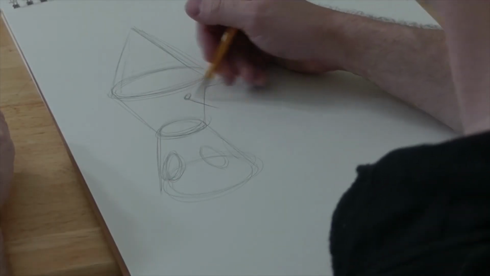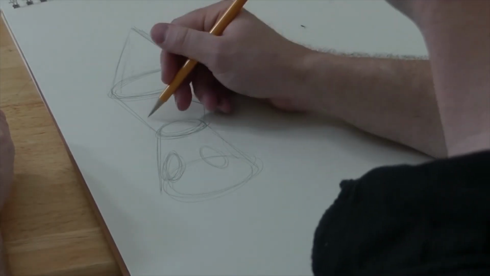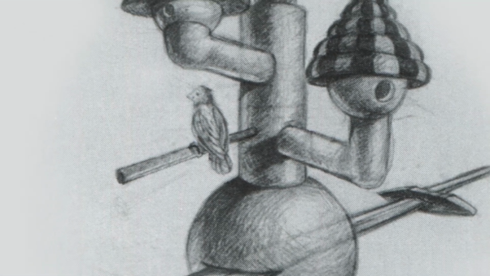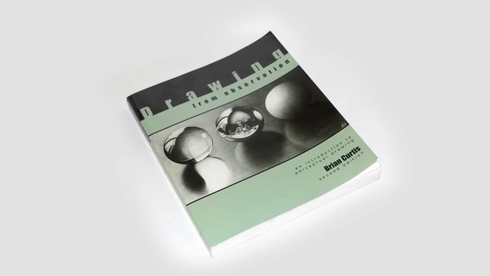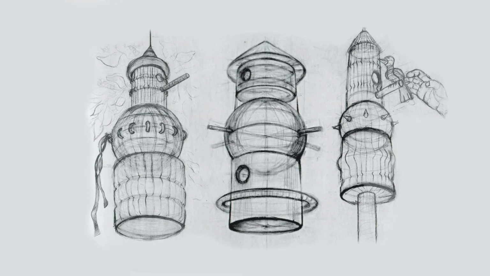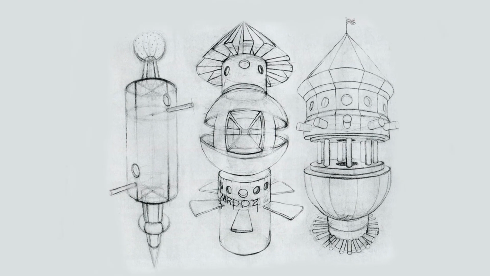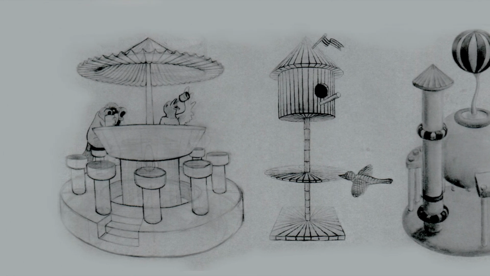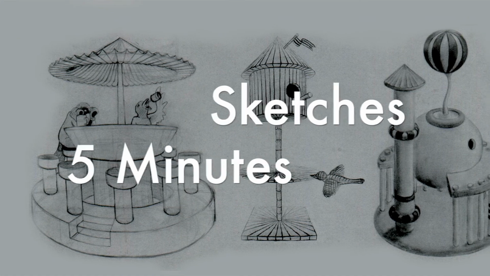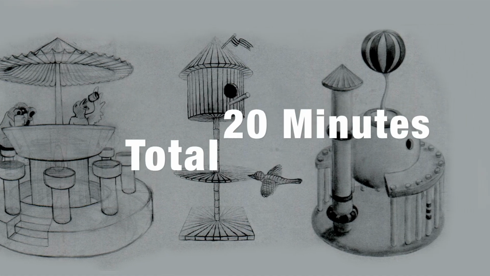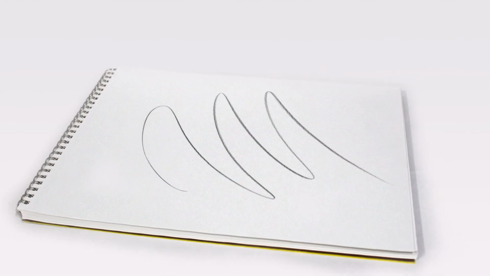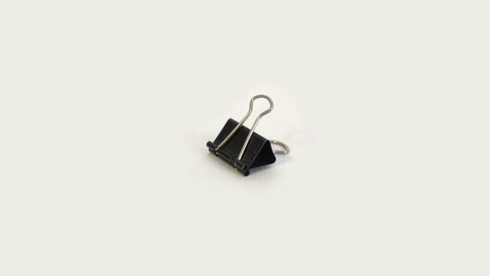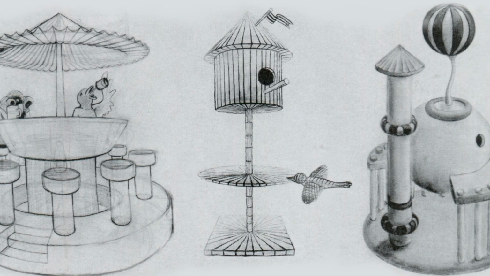The final exercise lets you combine the skills and concepts you just learned with the ones from the previous lesson to make a more complicated construction, a birdhouse. The lesson comes from Brian Curtis's book, Drawing from Observation, but these birdhouses were really drawn from imagination. Exercise I-5C, Imaginary Birdhouses. Time: sketches 5 minutes, and final drawing 15 minutes, for a total of 20 minutes. Materials: sketch pad and tracing paper, ebony pencil, mechanical or number 2 writing pencil, eraser, tape or clips. Subject: imaginary birdhouses.